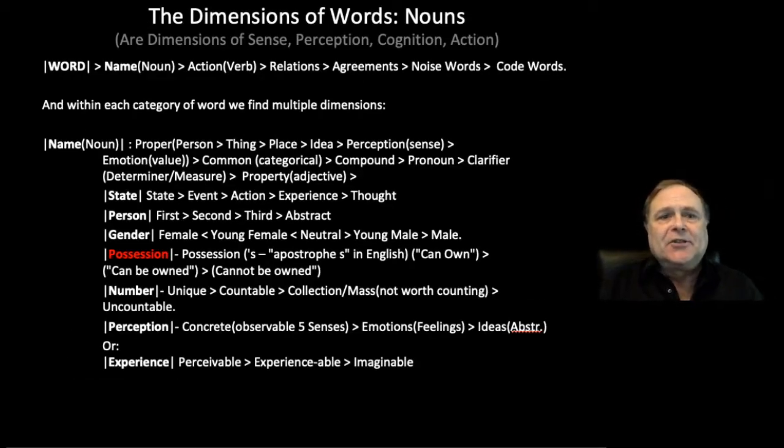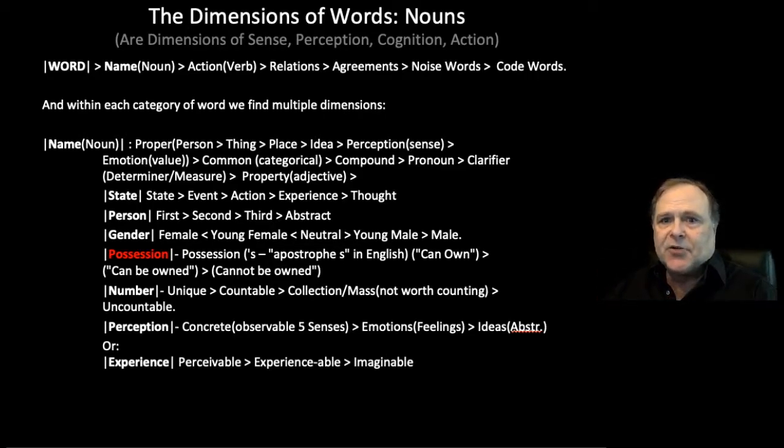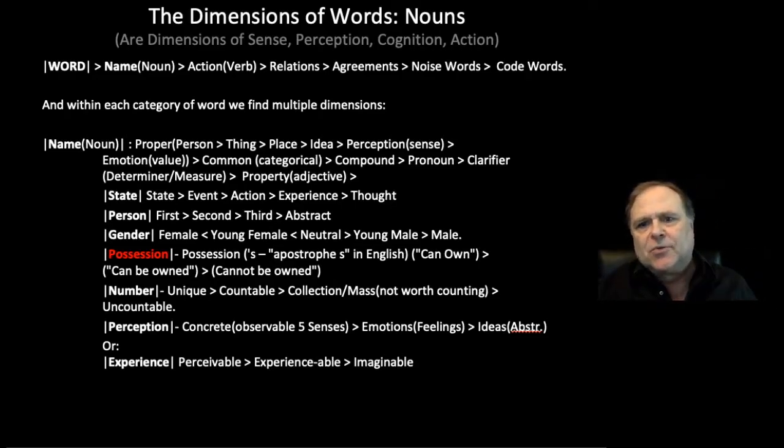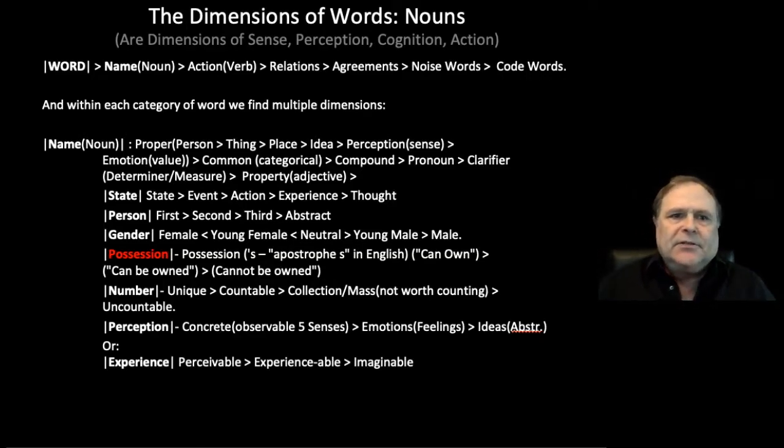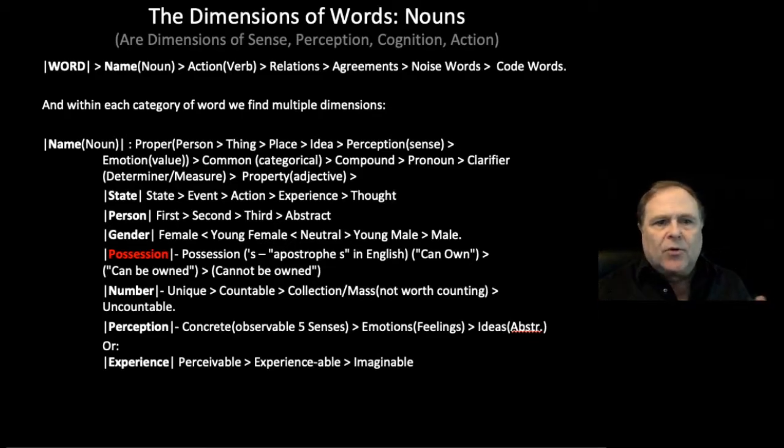Nouns are kind of interesting. So again, words consist of names, actions, relations, agreements. There's also noise words and code words, but I'm just going to assume that we're going to roll that into nouns. And within each category of word, we find multiple dimensions. So within a noun, which can be proper, like a person, thing, place, idea, perception, or sense. It can be an emotion, which we value. It can be a common or compound, a pronoun or a clarifier, determiner or a measurement.